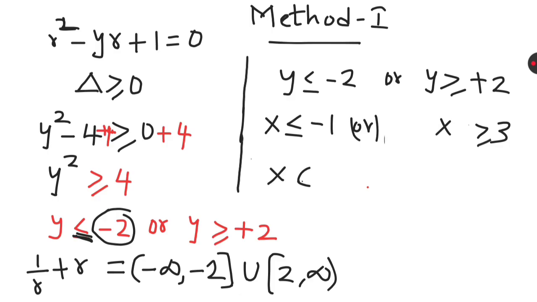So x belongs to minus infinity to, here we have a less than or equal to, so we have a equal to. That's why here we have to write minus 1 with a closed bracket, union x greater than or equal to. So that's why you have to use a closed bracket here, 3 up to infinity.